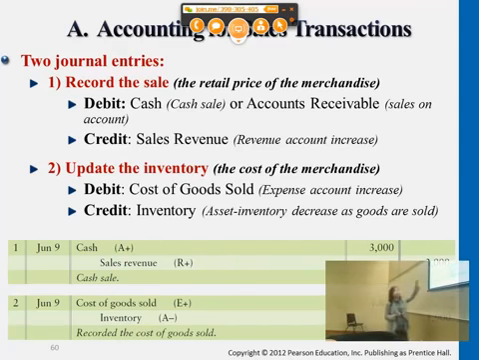Okay, so the first entry is the retail price, the price that you're getting from the customer. The second entry is the original cost that you used to purchase from your vendor, from your supplier. The company is trying to gain the difference between these two.